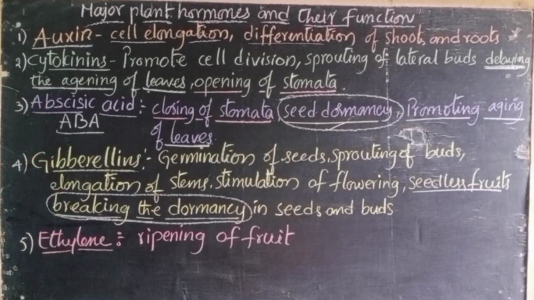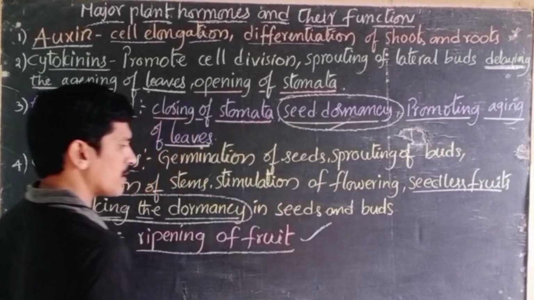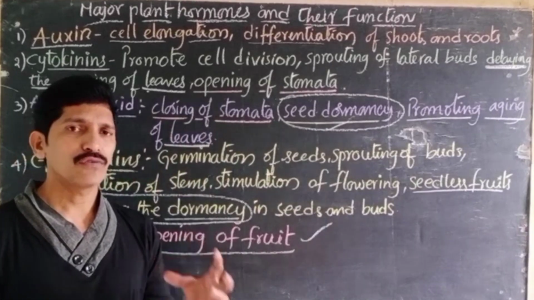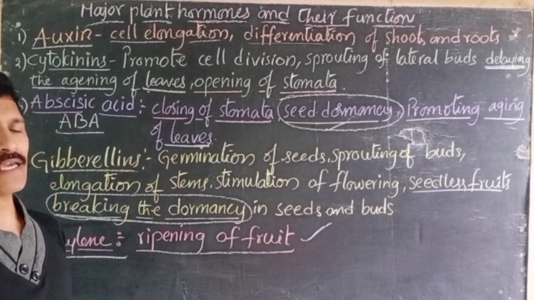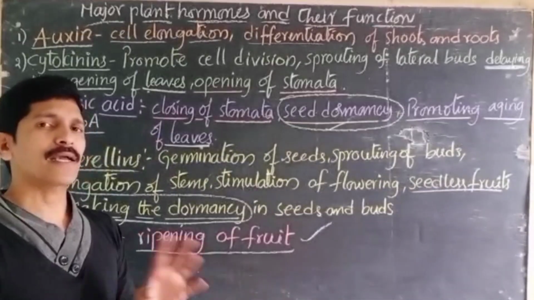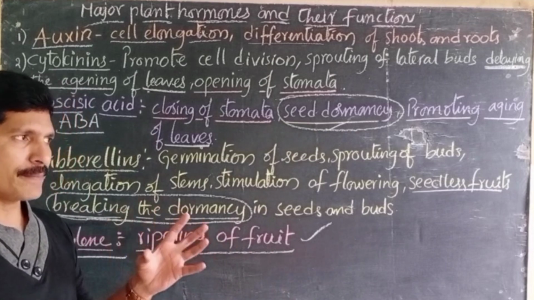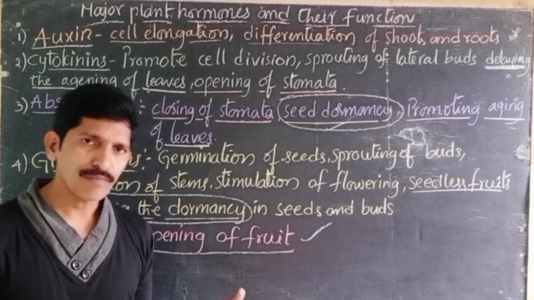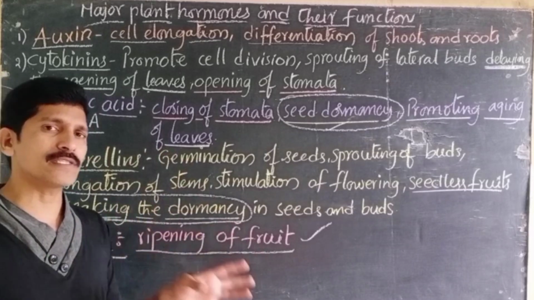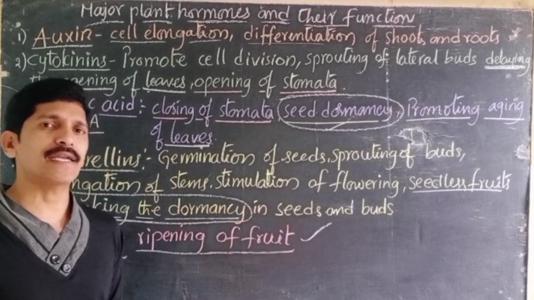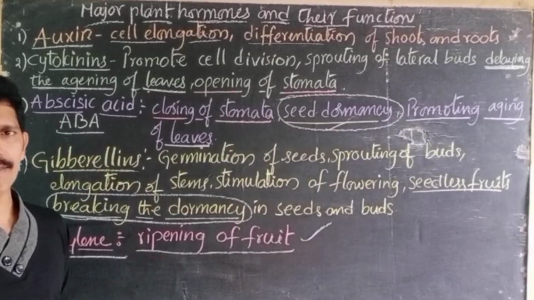And another important, last but not least, plant hormone or phytohormone is ethylene. Ethylene helps in the ripening of fruits. Initially, the fruits are green in color, the raw fruits, and after a few days we can find that the raw fruits are becoming ripened, right? For example, the mango: the green color initially, and after the ripening the mango fruits turn yellow in color.